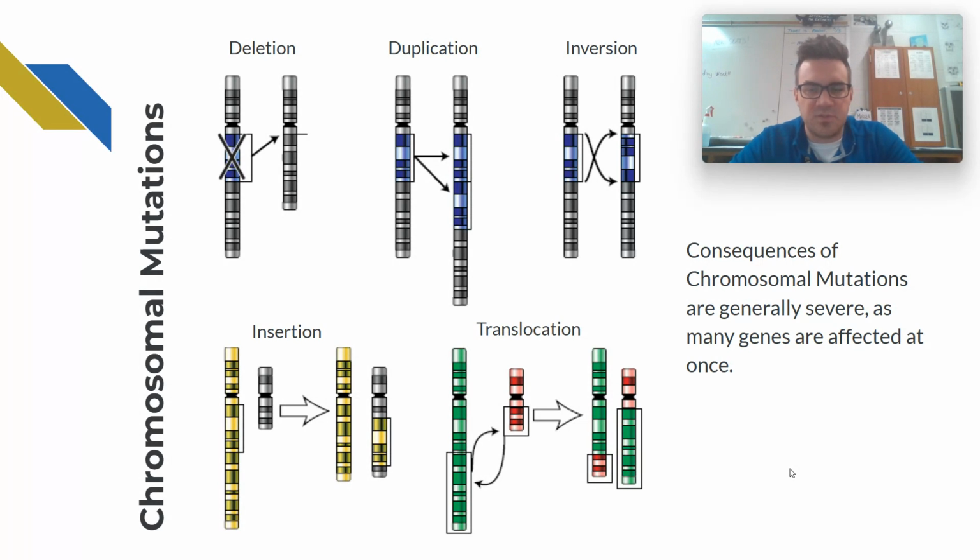Real quick video over chromosomal mutations. Okay, so what you see on the screen right now are five different types of chromosomal mutations. And these tend to happen due to errors during crossing over.